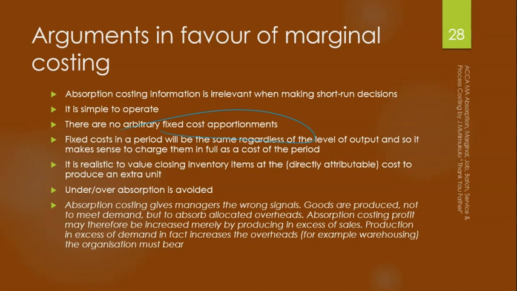It is realistic to value closing inventory items at the directly attributable cost to produce an extra unit, which is the issue of marginal costing. Then under or over absorption is avoided. Absorption costing gives managers the wrong signals. Goods are produced not to meet demand but to absorb allocated overhead. Absorption costing profit may therefore be increased merely by producing in excess of sales.